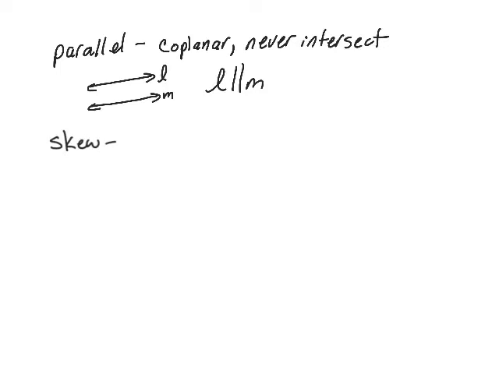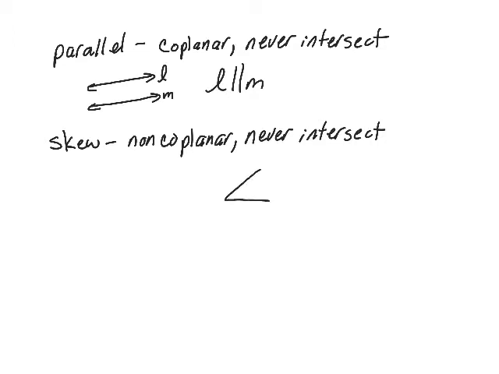Now in three-dimensional space, we also have something called skew lines. Skew lines are non-coplanar, and they also never intersect. So if I were to try to draw this, if this were a plane and line L is in the plane, I could have line M coming out of the plane, and they don't intersect. Those lines would be skew.